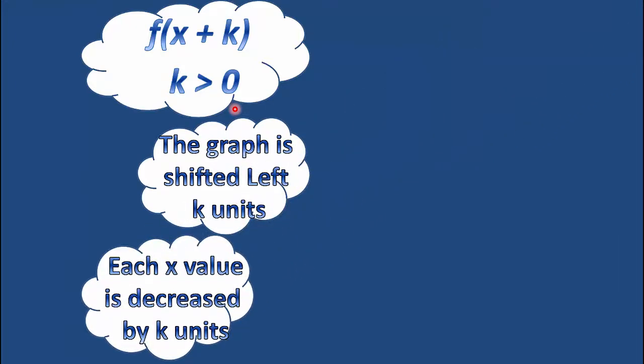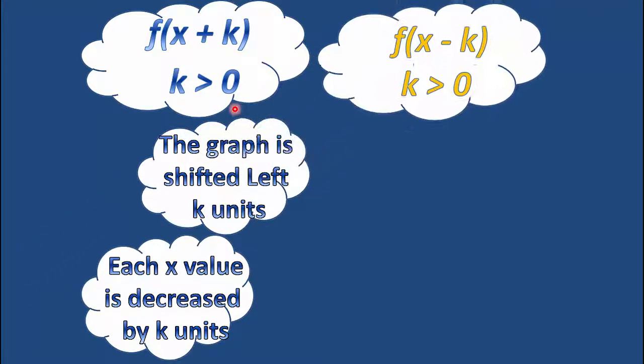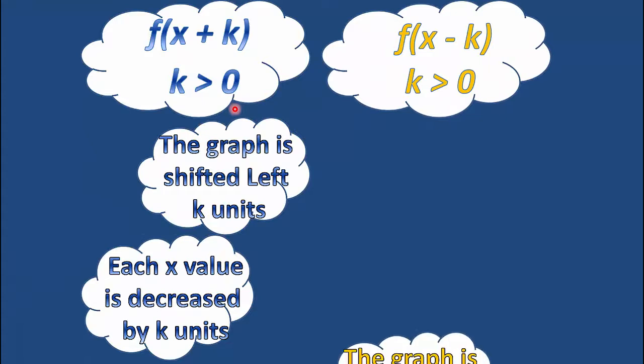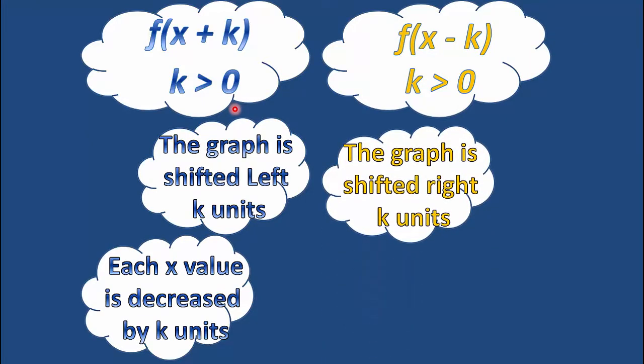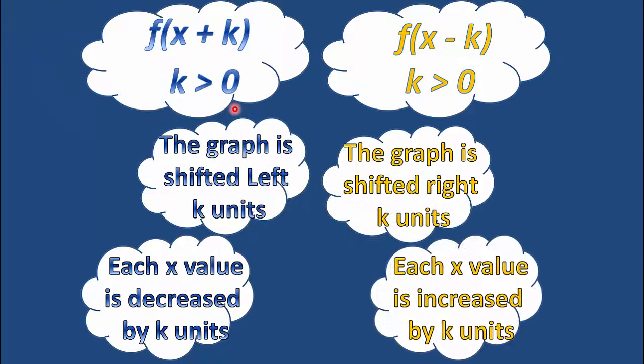Or another way to say that is each x value is decreased by k units. So you're doing the opposite, right? If it's inside with the x, the action is on the x, but it's the opposite. Now we have f of x minus k. K is greater than 0. The graph is shifted to the right k units. Or in other words, each x value is increased by k units.